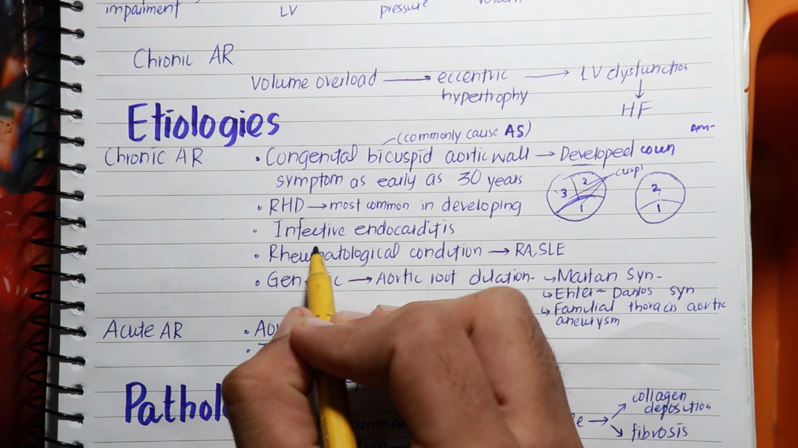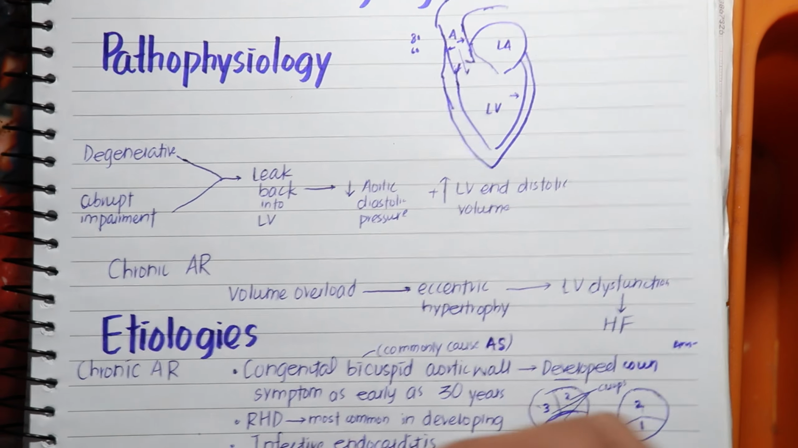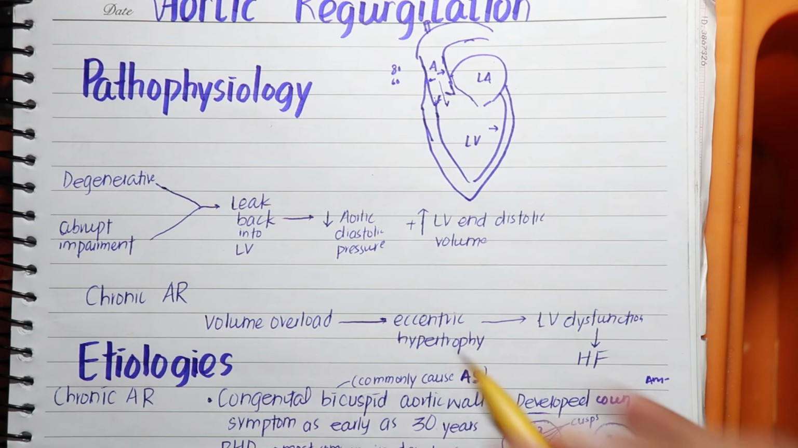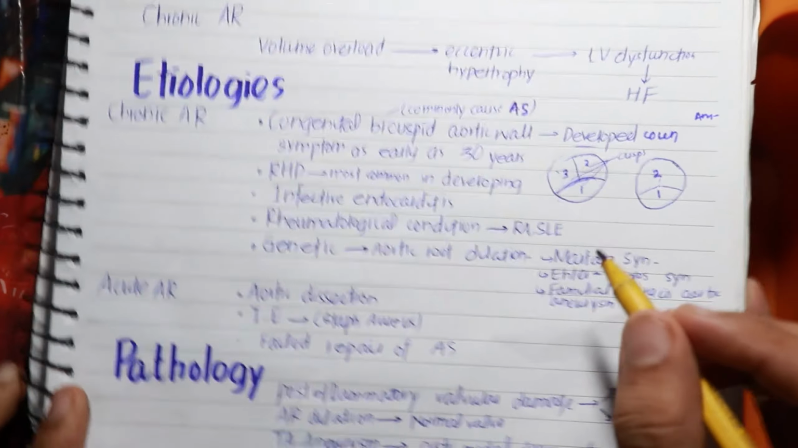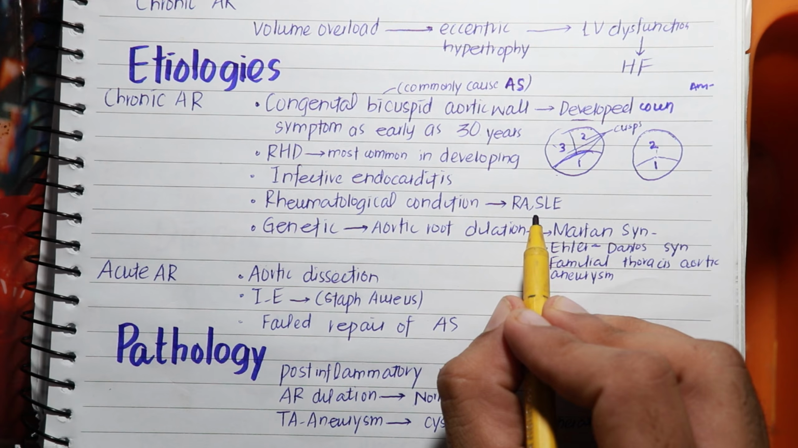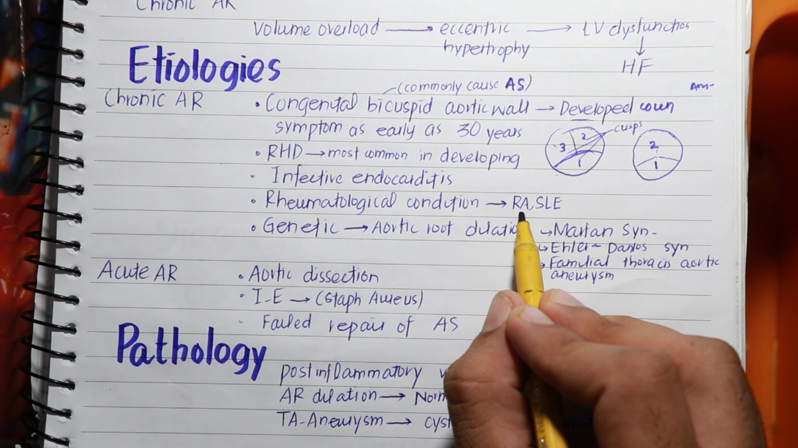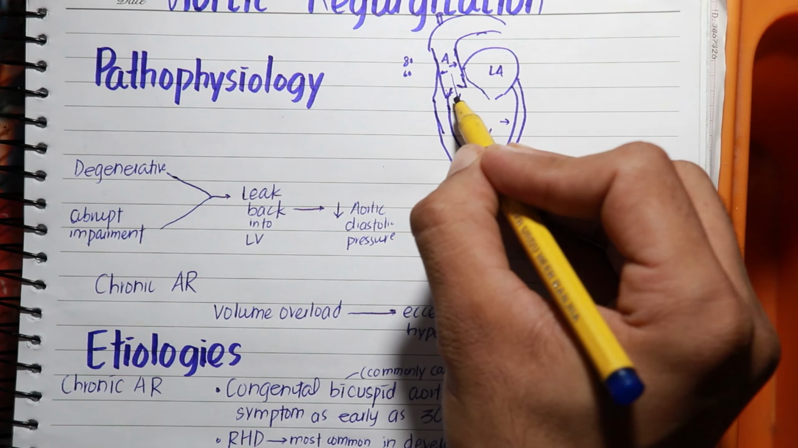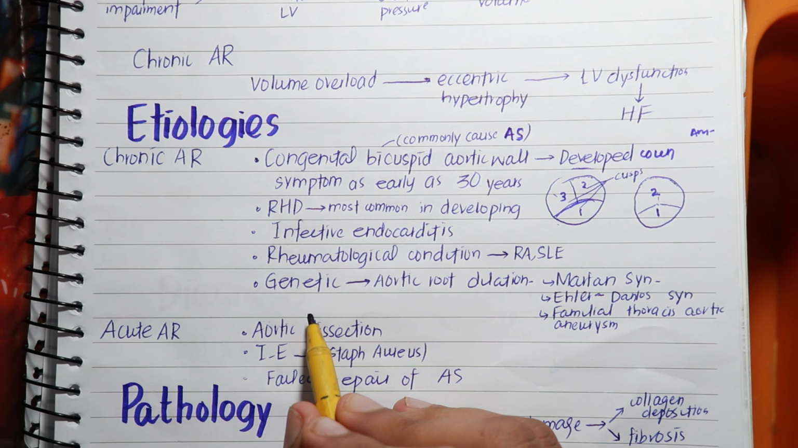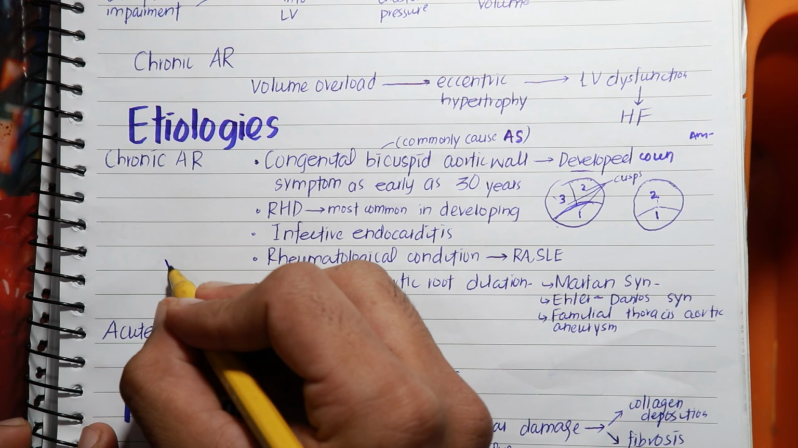The other cause could be infective endocarditis. In infective endocarditis, due to any cause like bacteria, it forms vegetation, which can also form on the aortic valve and cause its regurgitation. Another cause is rheumatological conditions like rheumatoid arthritis, systemic lupus erythematosus. In these conditions, autoantibodies are produced, and these autoantibodies again attack this aortic valve. And the other cause is genetic syndromes that cause aortic root dilatation. Suppose this is the aorta, okay?